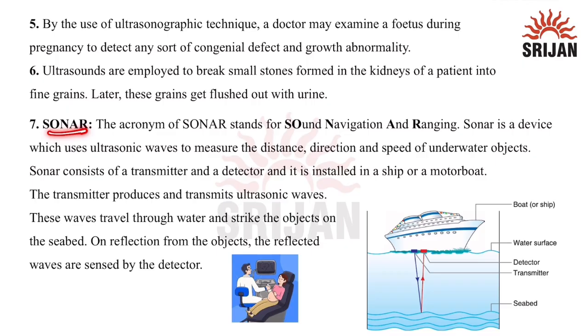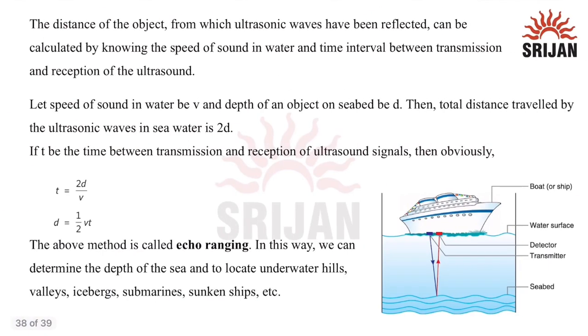Now, sonar. Sonar stands for sound, navigation, and ranging. It is a device which uses ultrasonic waves to measure the distance, direction, and speed of underwater objects. Sonar consists of a transmitter and a detector, and it is installed in a ship or a motorboat. This is the transmitter, this is the detector. The transmitter produces and transmits ultrasonic waves. These waves travel through the water and strike the object on the seabed. On reflection from the object, the reflected waves are sensed by the detector, which is marked by the red color over here.